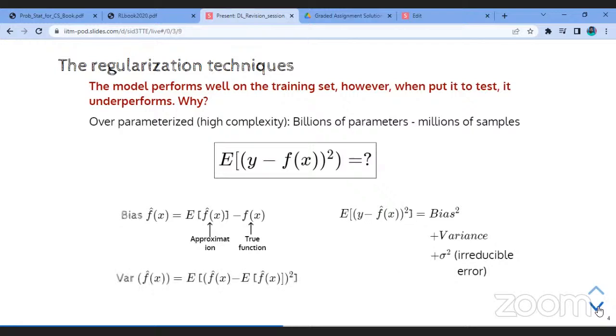And in variance, we do this quite differently. In variance, we are comparing the approximation function with itself. So how do we compare this?